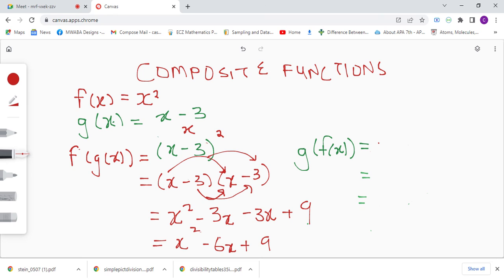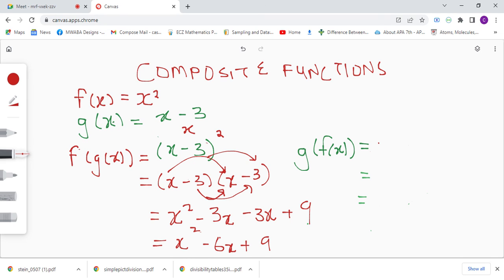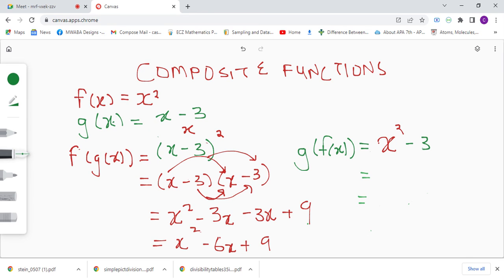All right. Then we'll now look at g f of x, meaning in our g function, we replace our x variable with our f function. So we're going to have g f of x equals, so this x, we're going to replace it with our f function. So we have x squared minus 3. And that is your answer, x squared minus 3.